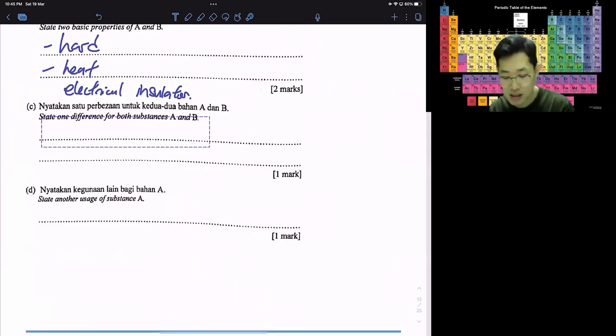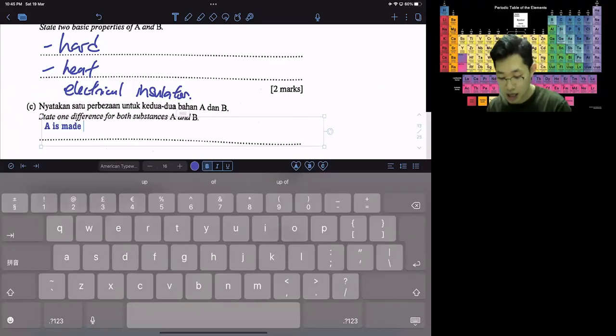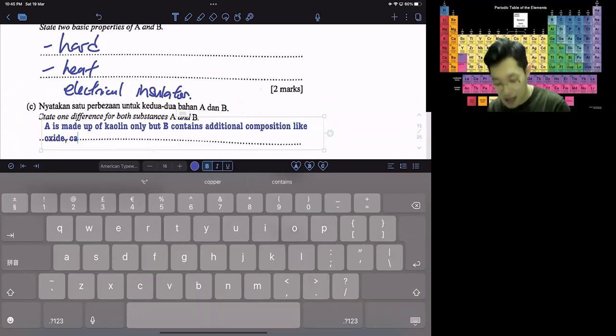For example, A is made up of kaolin or clay only, but B contains additional composition like oxide, carbide, and nitride.